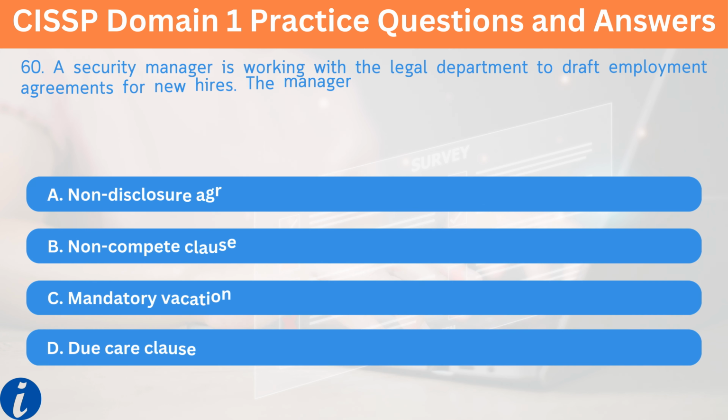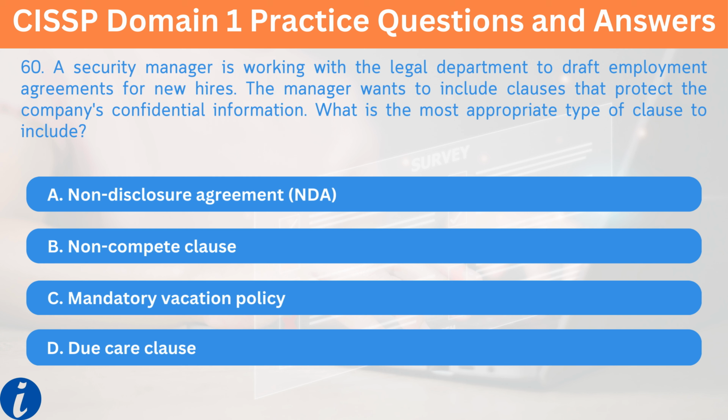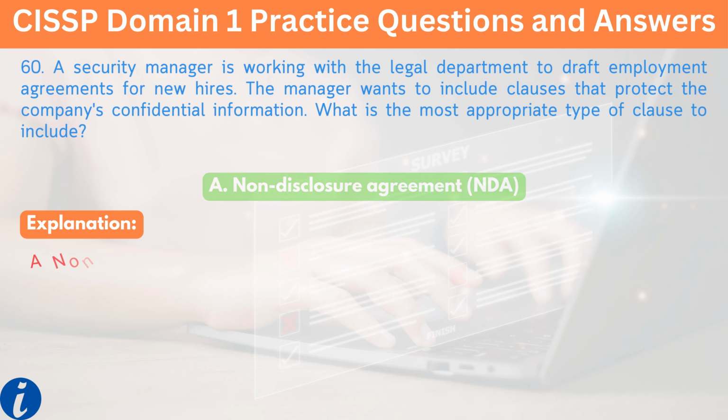60. A security manager is working with the legal department to draft employment agreements for new hires. The manager wants to include clauses that protect the company's confidential information. What is the most appropriate type of clause to include? A. Non-disclosure agreement, NDA. B. Non-compete clause. C. Mandatory vacation policy. D. Due care clause. The correct answer is A.